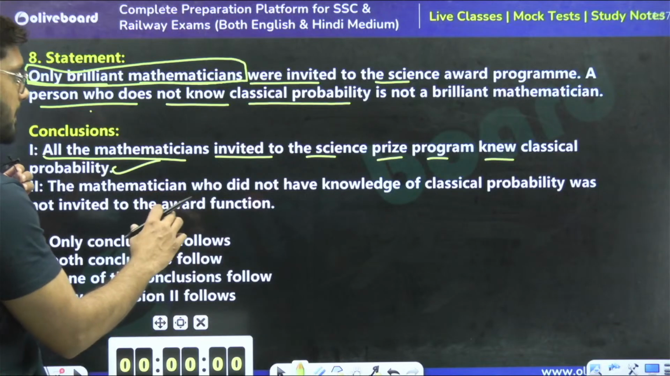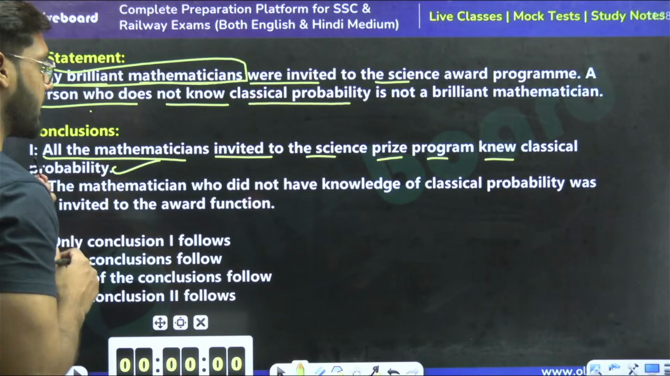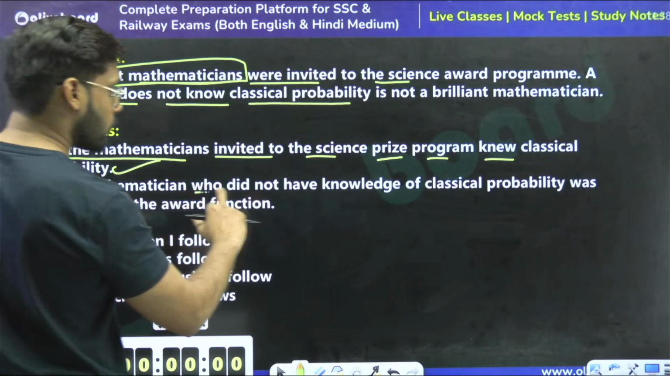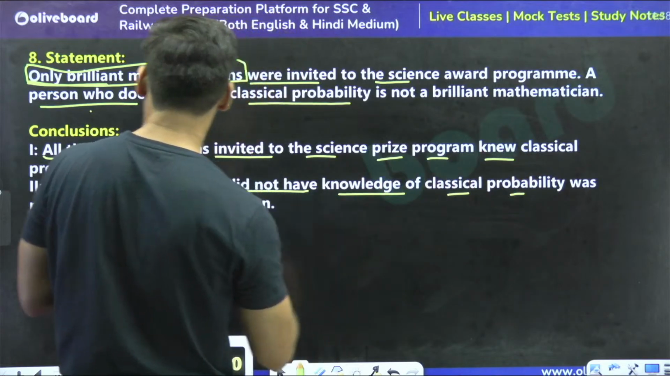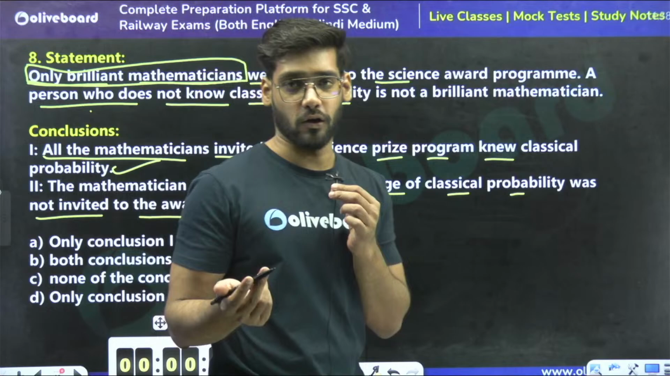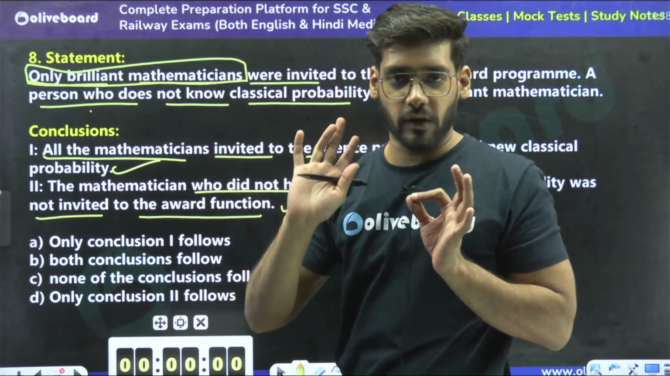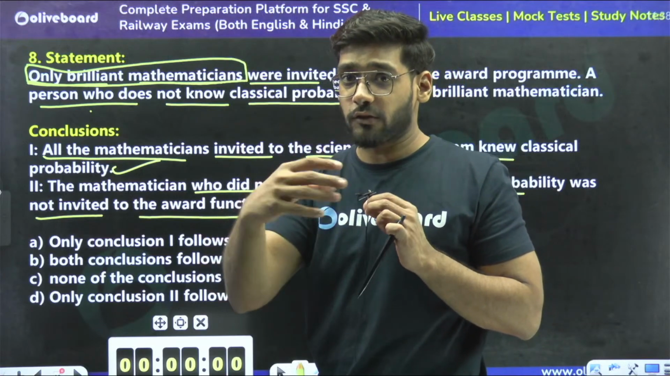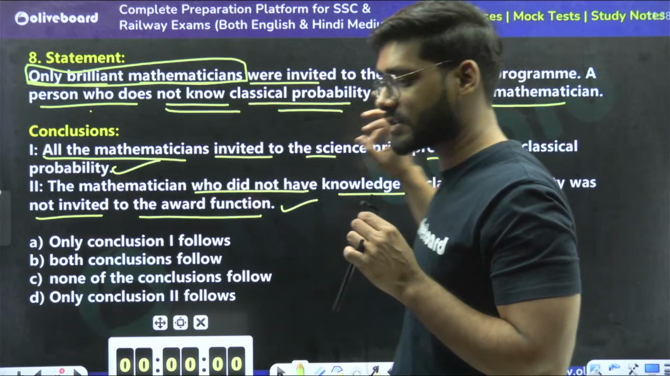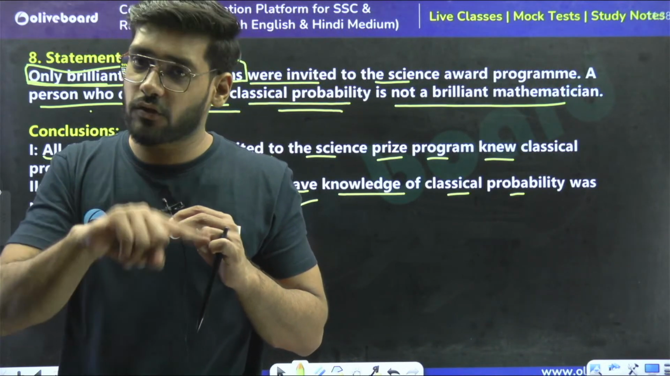Right? All the mathematicians invited to the science prize program knew classical probability. Second thing, the mathematicians who did not have knowledge of classical probability were not invited to the award function. Yes, this is also true, because in both the lines, the first line is only brilliant mathematicians were invited, and the second line was the person who does not know classical probability is not a brilliant mathematician. So that mathematician was not invited as well.